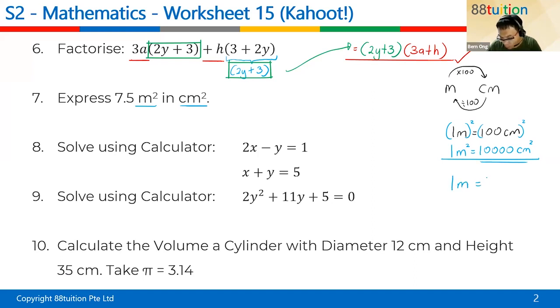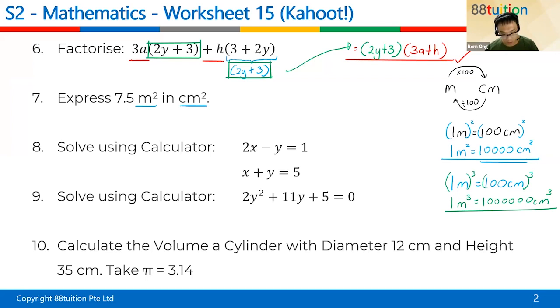Yes. 1 meter equals 100 cm. But now I want cube. Volume is cube, right? So if you do the cube on the left, you do the cube on the right. So 1 times 1 times 1 is 1. Meter times meter times meter is meter cube. 100 times 100 times 100 is 1 million cm cube. If you don't know this, you must know already, children.